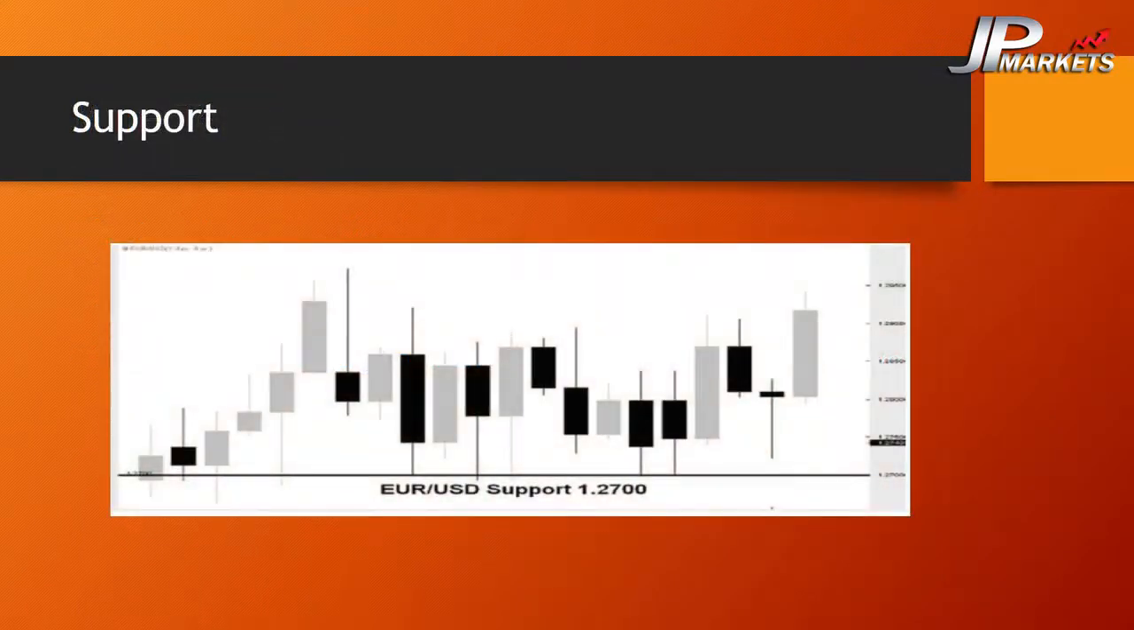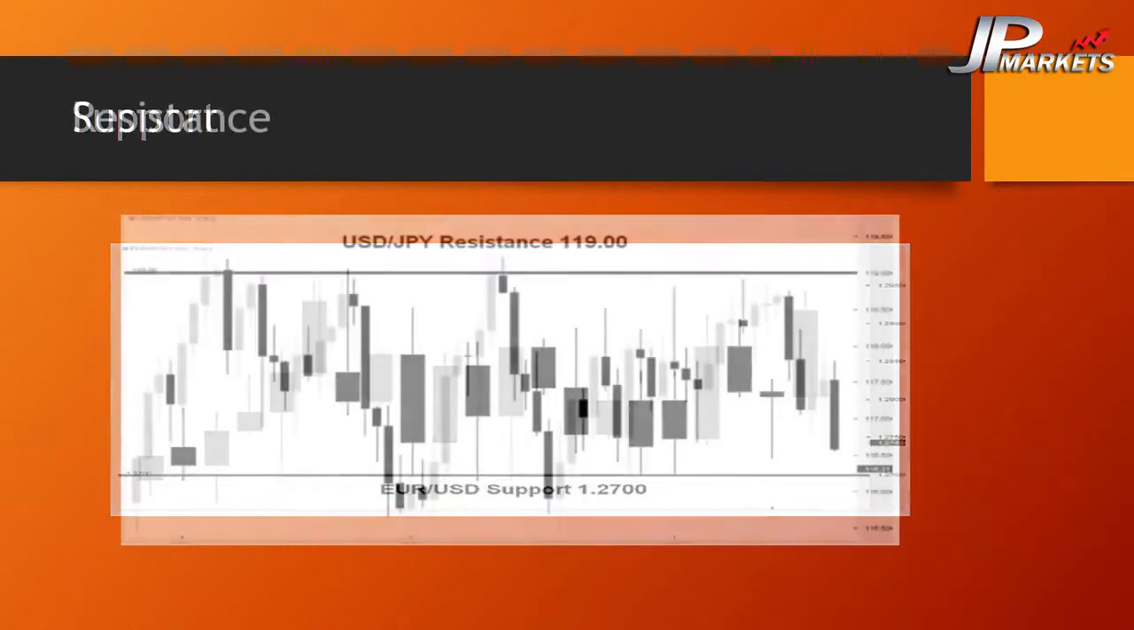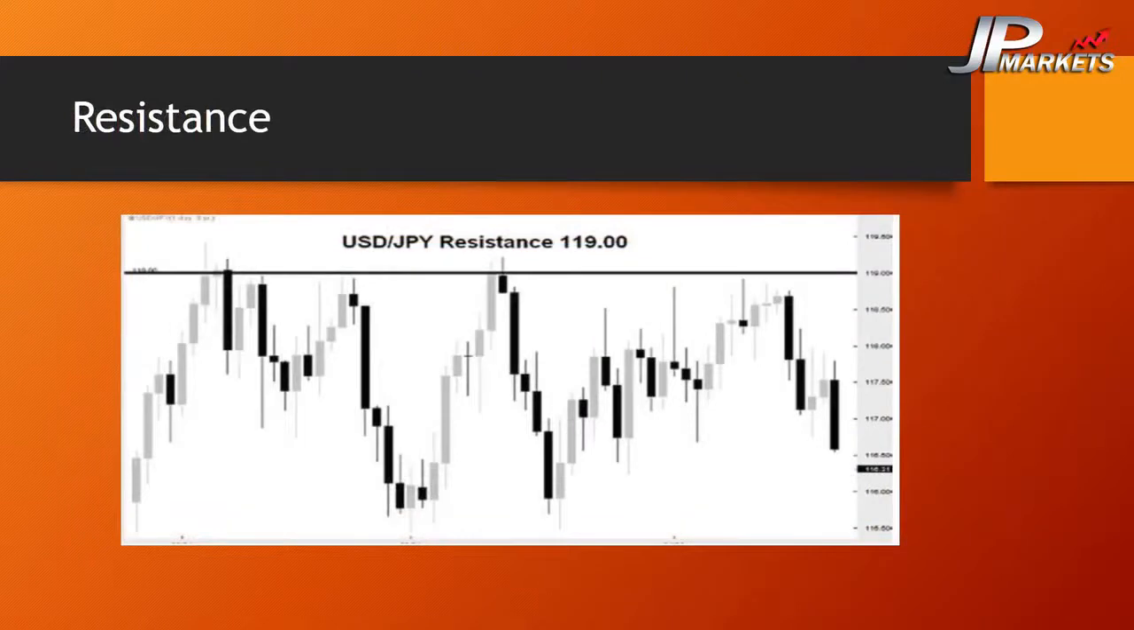Support is a point on the chart where the exchange rate has shown a tendency to stop falling. Support is not an exact price point but an area. Think of support as the floor beneath you. Resistance on the chart is where the exchange rate has shown a tendency to stop rising. Like support, resistance is an area, not an exact price level. Think of resistance as the ceiling above you.